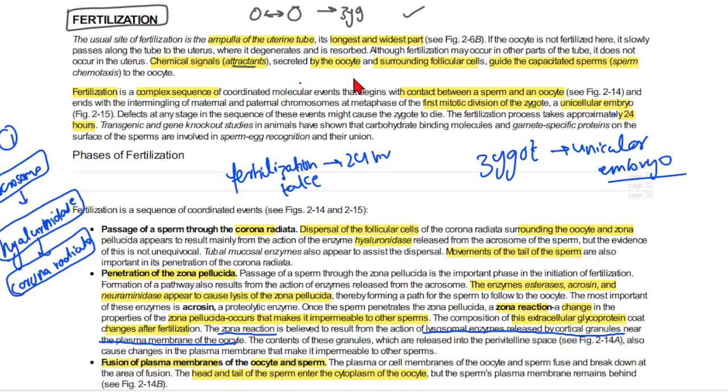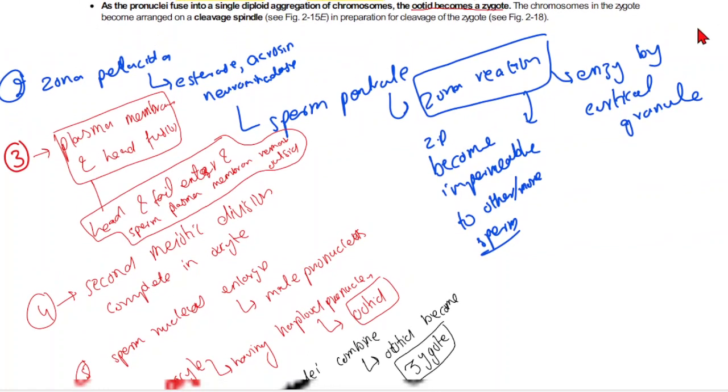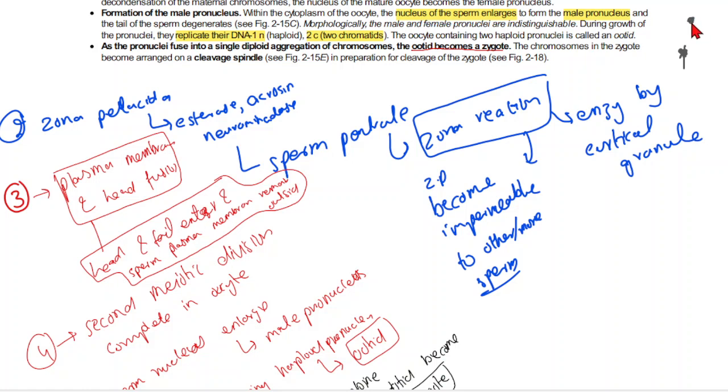Now another thing is that the oocyte secretes different chemicals that attract the sperm and guide the capacitated sperm by chemotaxis. For example, when sperm enter the vagina, they move, and the oocyte, corona radiata and follicular cells secrete different types of chemoattractants.